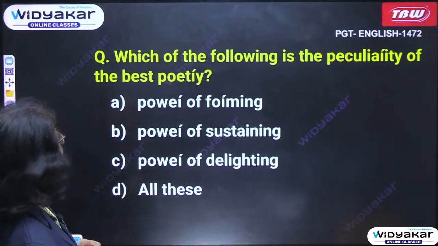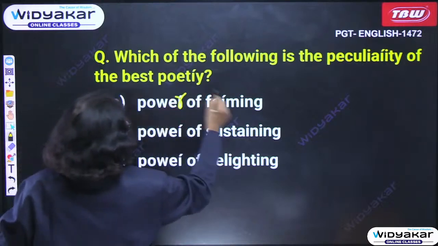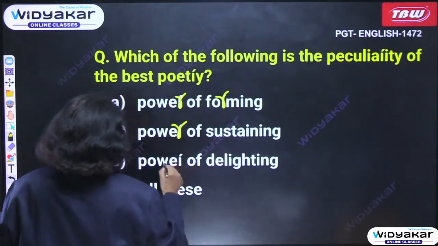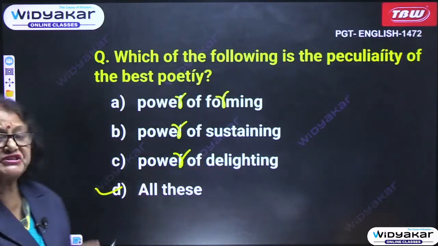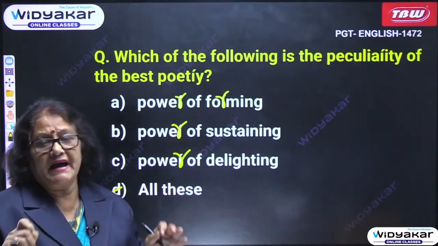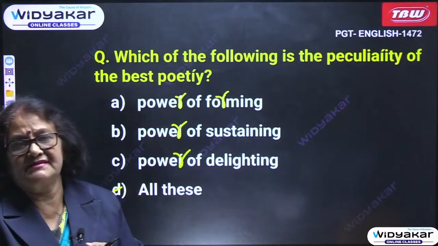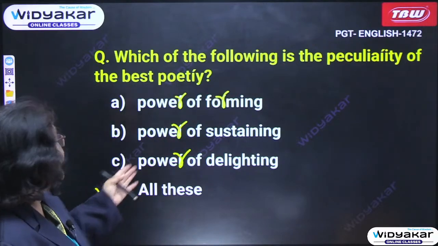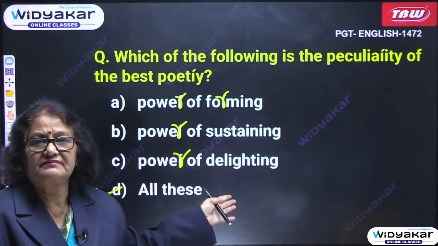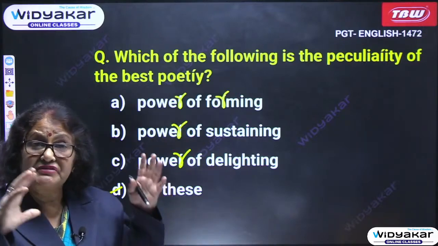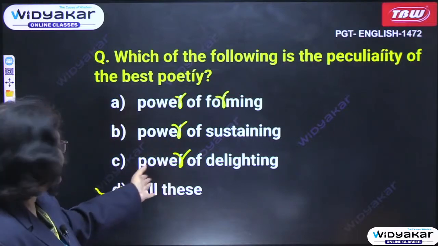Which of the following is the peculiarity of the best poetry? A, power of forming, power of sustaining, power of delighting. D, all these. Option D is the right answer. Good best poetry, highest standard of poetry will console us, will sustain us, and will delight us. It will instruct, it will give us pleasure, and it will change our personality. So, power of forming, power of sustaining, power of delighting, all these.